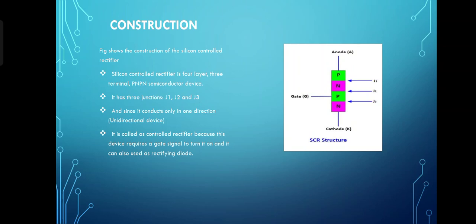Silicon control rectifier is a four layer, three terminal PN semiconductor device. It has 3 junctions, J1, J2 and J3, and since it conducts only in one direction, it is known as a unidirectional device. It is called a control rectifier because this device requires a gate signal to turn it on, and it can also be used as a rectifying diode. Here in the image we can observe the construction of an SCR. It has 3 terminals: anode, gate, cathode, and three junctions: J1, J2, J3.